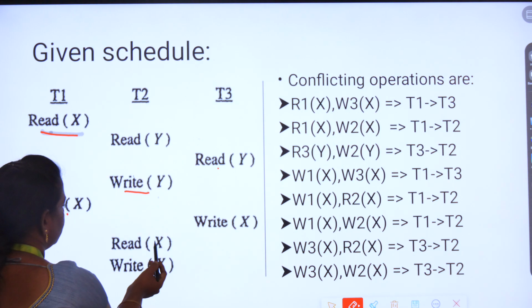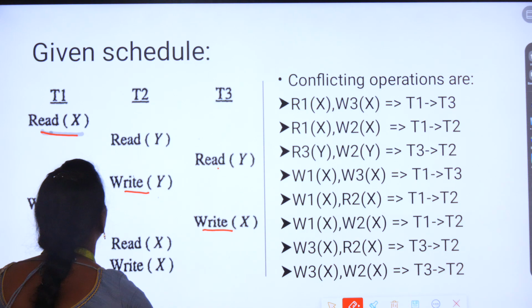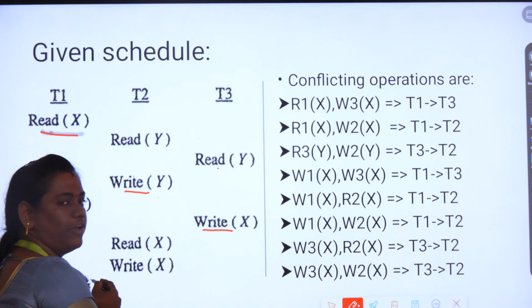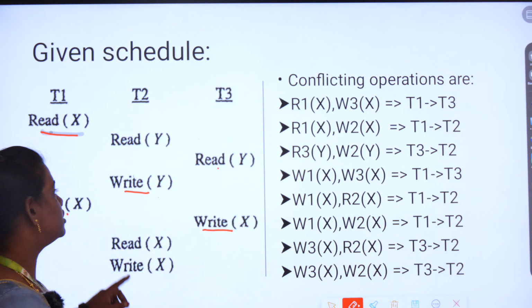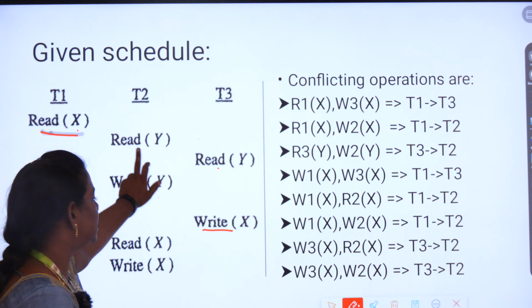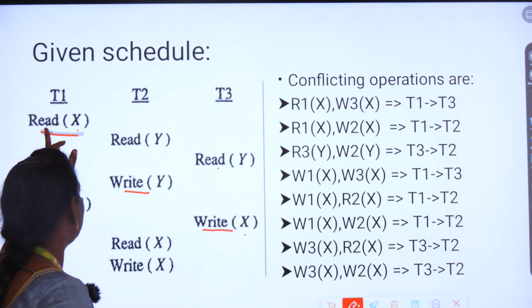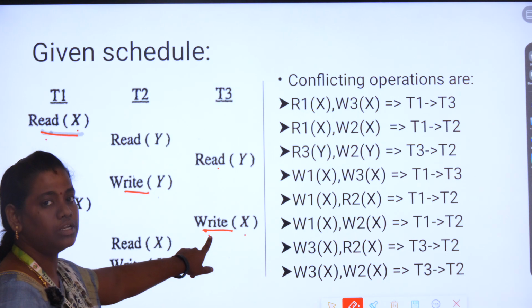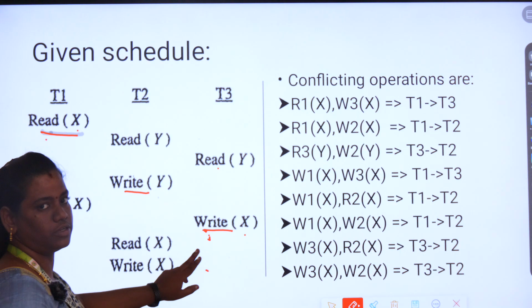Your next instruction is write of X. Now I am going to compare read of X with write of X. Here the first condition is: belonging to different transactions performing operations on the same data. Yes, it is satisfied. The second condition: any one is a write operation. Yes, definitely one is a write operation. So this is a conflicting operation.